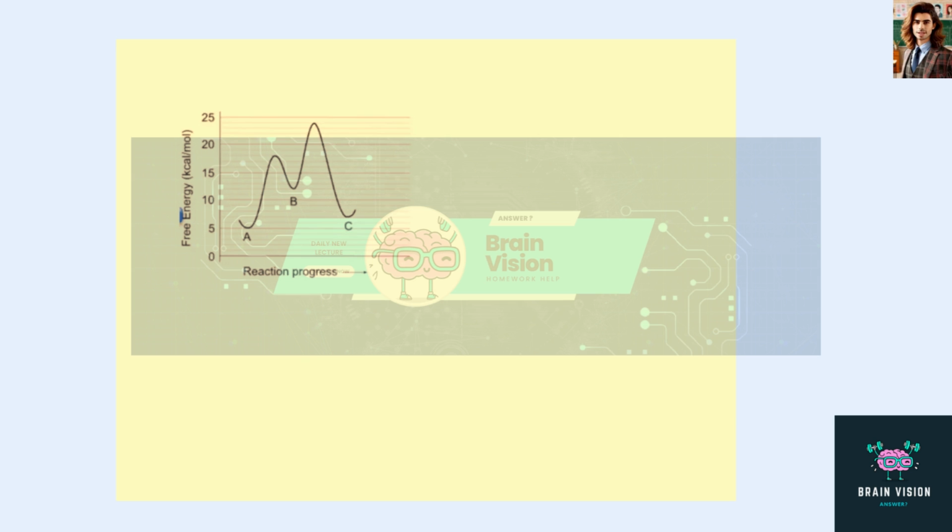So for this question we have been given a reaction energy diagram over here, and we need to first of all answer the activation energy for the step B to A. Then we have to calculate the overall energy change for the process C to B, and then we need to know which step is faster, A to B or C to B.